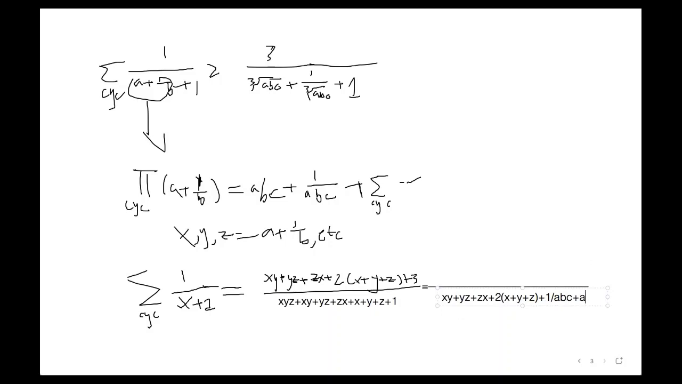Here we also use the original ABC because it's more convenient. Plus what else? I think there was a 1. Yeah, there's still a 1. So that thing in the denominator, the numerator is quite similar, so we can actually take out a 1 here. So, it's still a fraction.